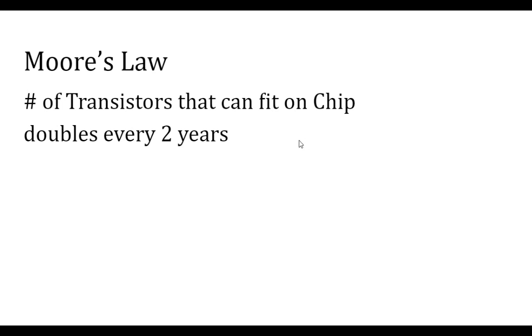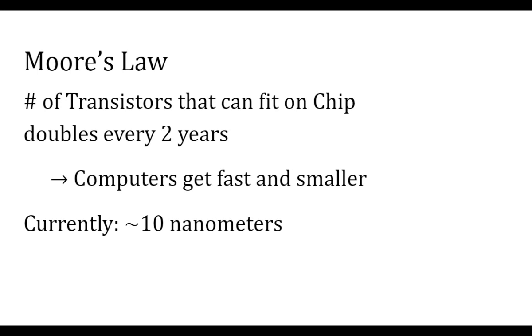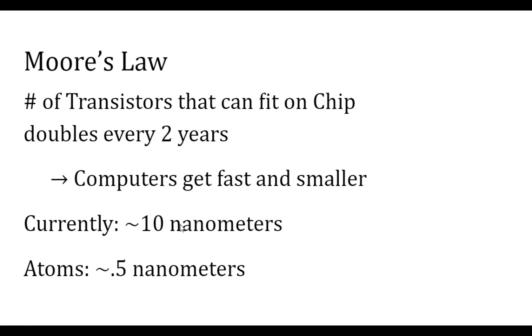And that's just because they keep figuring out ways to make the transistors in the little integrated circuits smaller and smaller and fit more of them into the same space. So computers are getting faster and smaller. That's pretty good, except there's a problem. Right now our transistors are about 10 nanometers across. A nanometer is really small. To give you an idea, an atom is about half a nanometer. So our transistors are getting pretty close to the size of atoms, but they can't really get that much closer, okay?